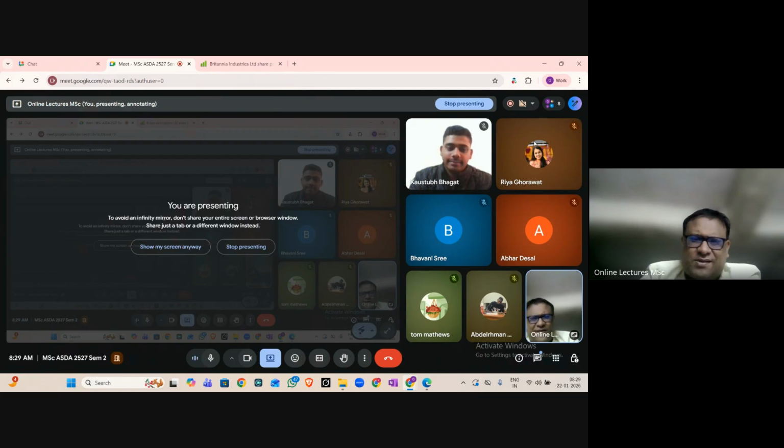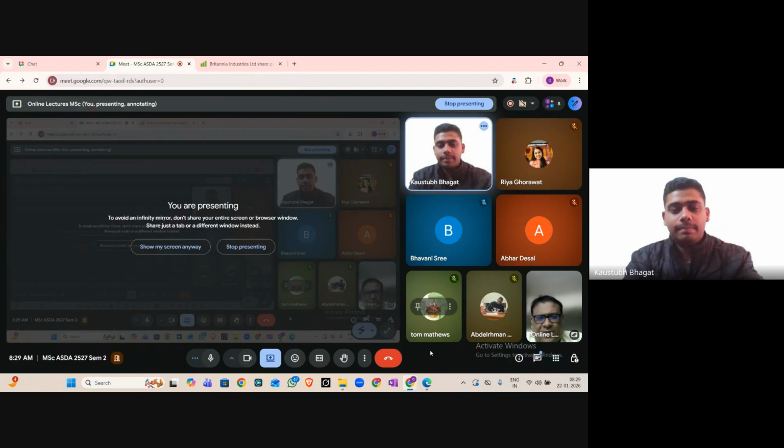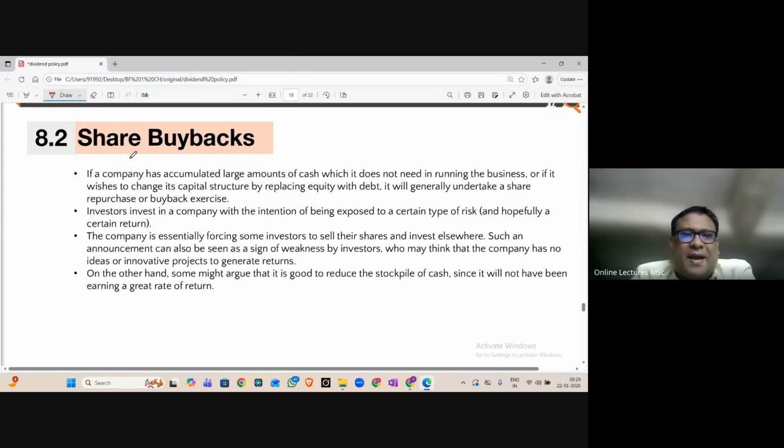I think we got it. I think we are unnecessarily talking on this. Okay. So buybacks, if a company has accumulated large cash, guys, read it. I've already taught you this, so I don't think my effort is required. Just quickly read it.